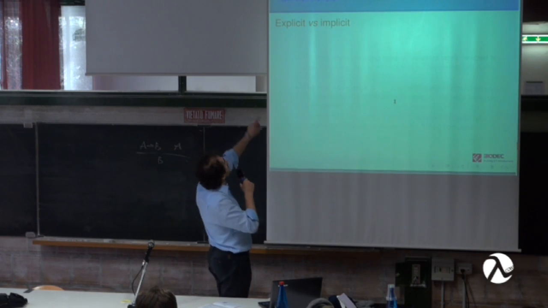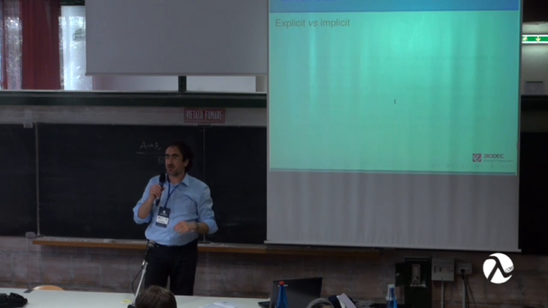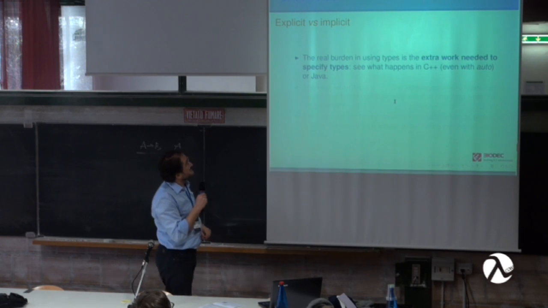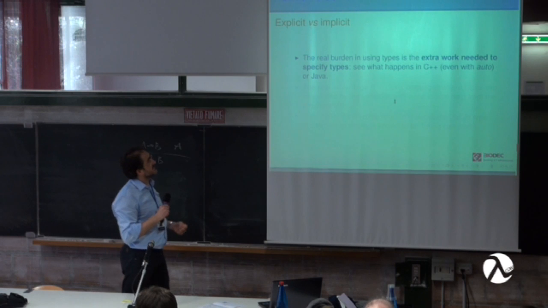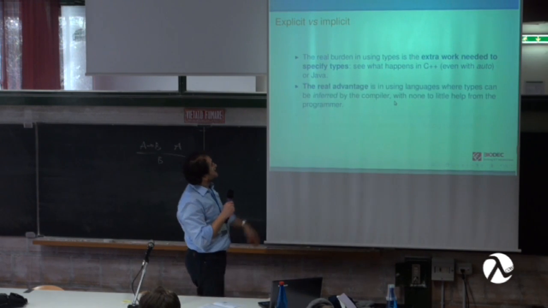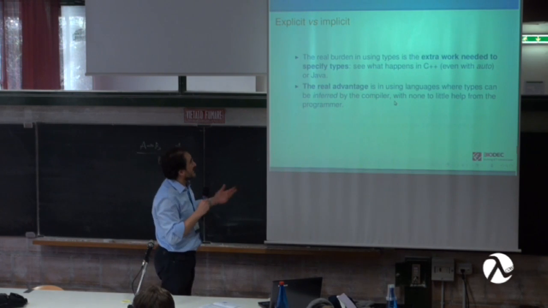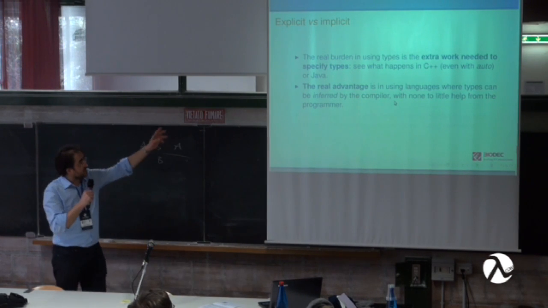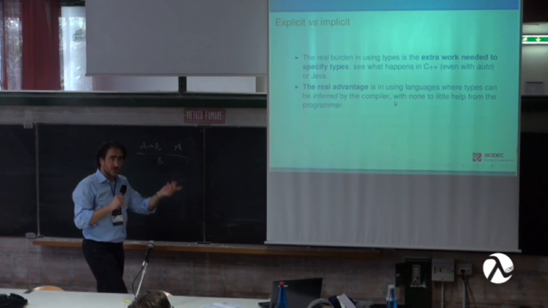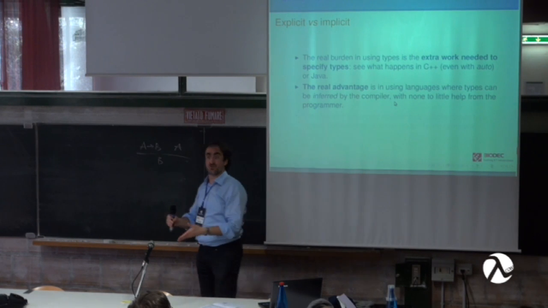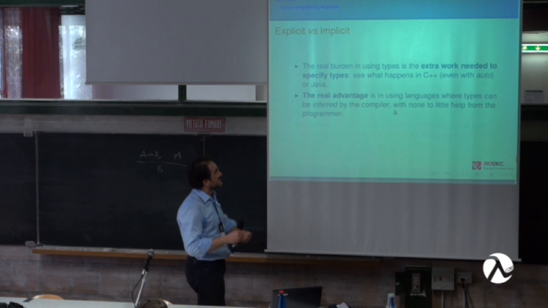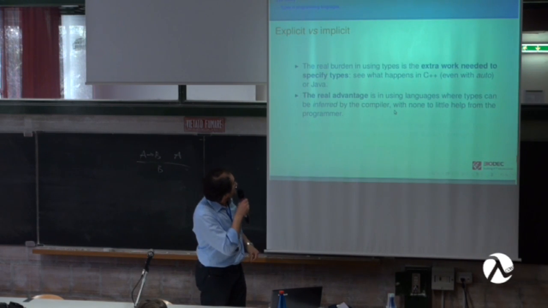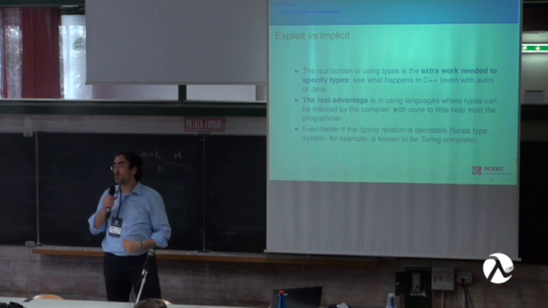Last but not least, you have also this opposition: explicit type systems versus implicit type systems. When you use types, the real burden is also the extra work that you need to specify types. See what happens in Java, which is a mess to me, but okay, I don't program in Java, I can't even stare at Java, it makes my eyes hurt. In C++, from C++11, 14, whatever, they introduced the auto keyword to basically say to the compiler, you are smart, do the type inference for me, please. Don't make me write a paper every time. There is a real advantage in using languages with types that are inferred by the compiler, because it's work that you do not do. Okay?